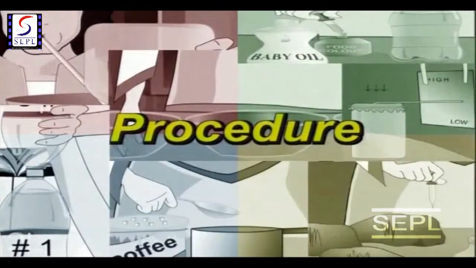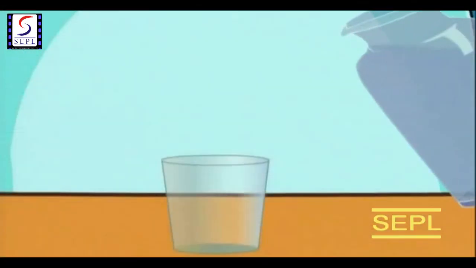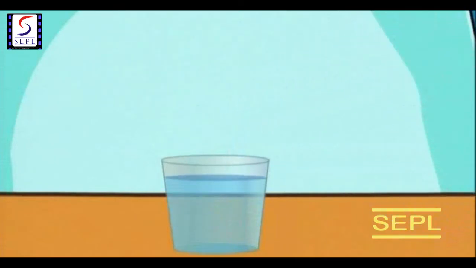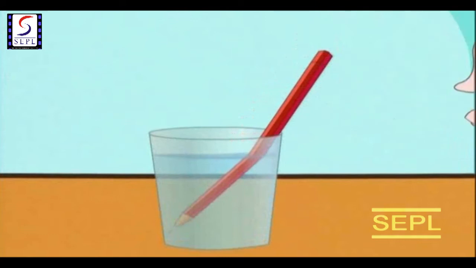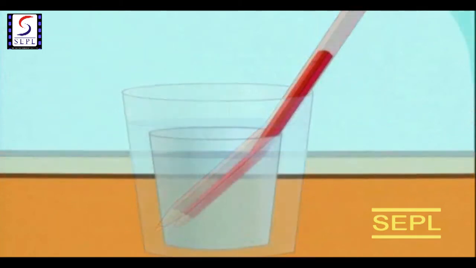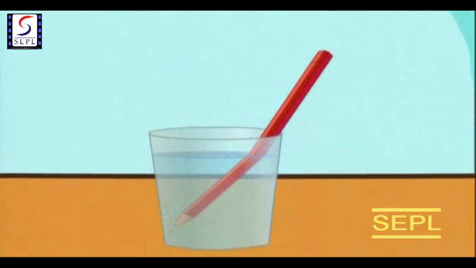Procedure: fill the glass with water, leaving an inch of space at the top. Place the pencil inside the glass and lean it against the side. Look at the pencil through the side of the glass. Is the pencil still straight?